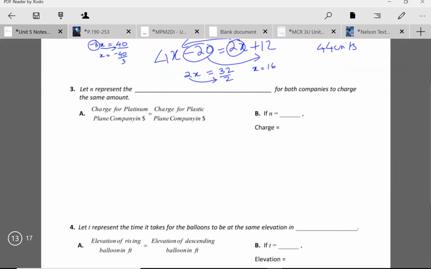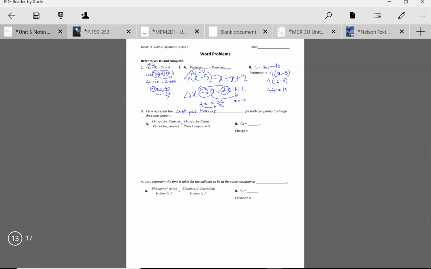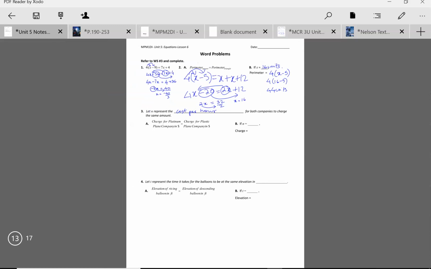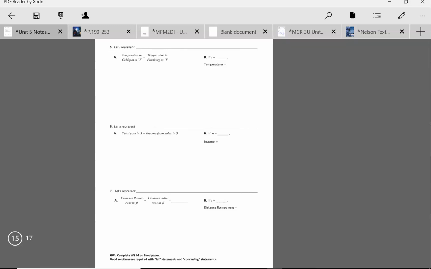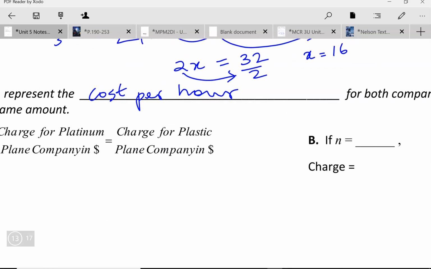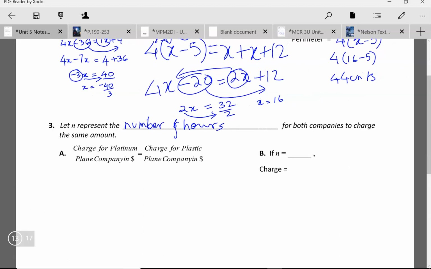So let n represent the cost per hour, or price per hour, for both companies to charge the same amount, right? Because that's what it's asking for, number of hours. So let n represent the number of, what did I say? Cost per hour? No, number of hours. Whoops. Again, the question should be what you're defining your variable as, and the question was how many hours. So your n is going to represent the number of hours for both companies to charge the same amount.